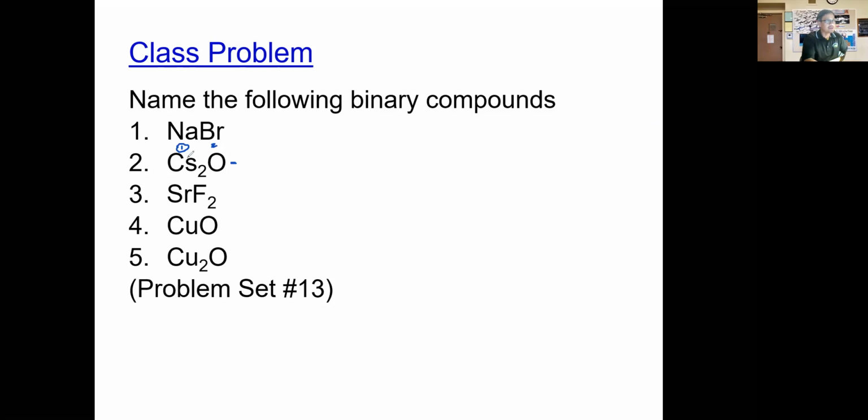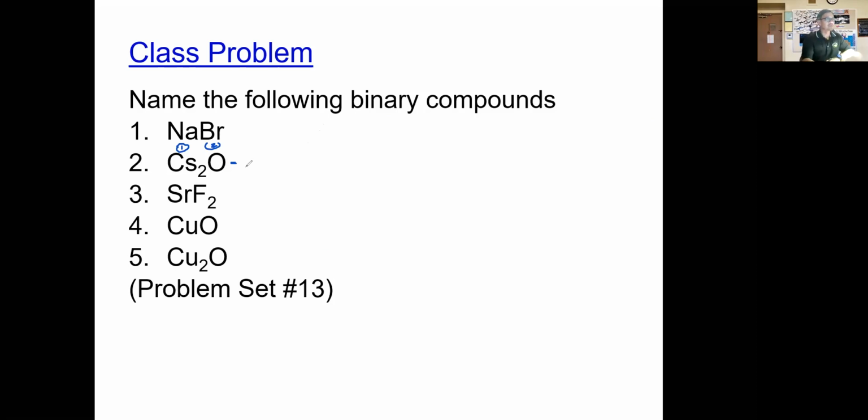So this is going to be cesium as the first element and oxygen as the second element. This is a binary compound. Is this an ionic binary compound? And the answer is also yes. The cesium is a metal, oxygen is a non-metal. So this is an ionic binary compound.